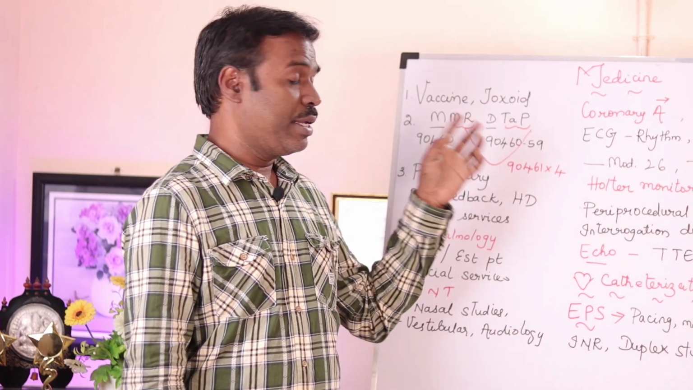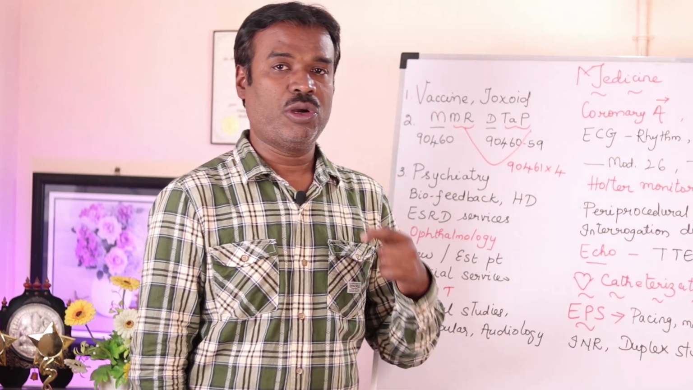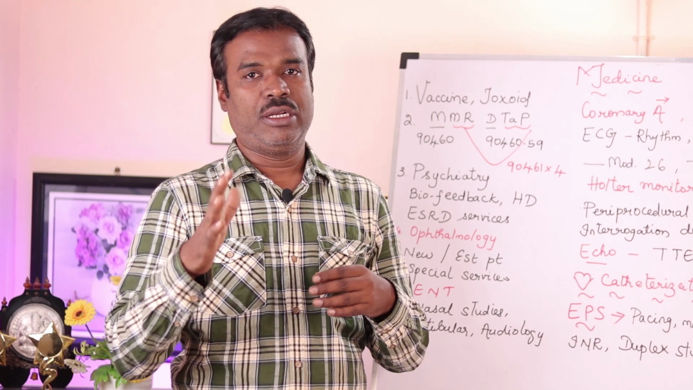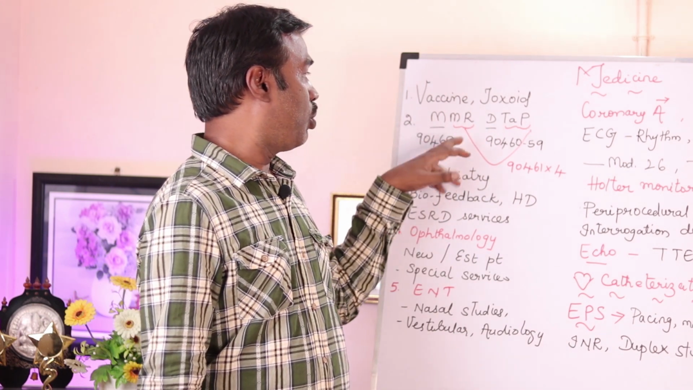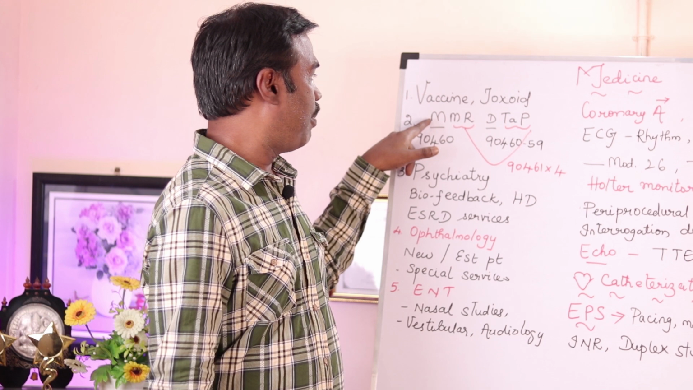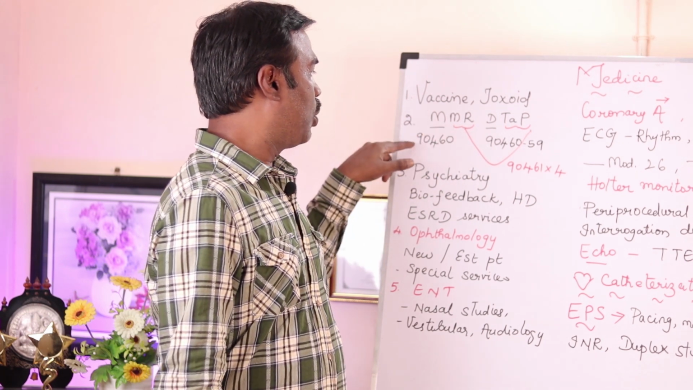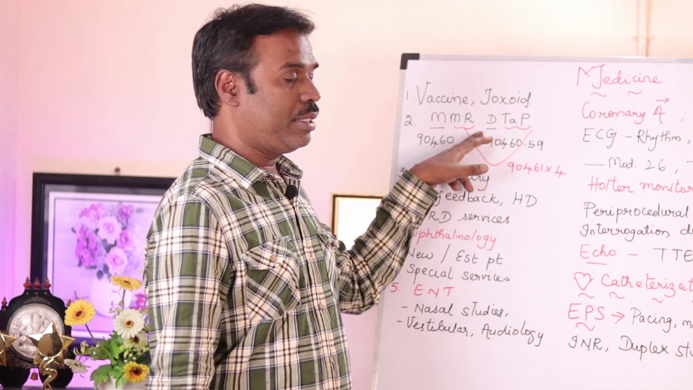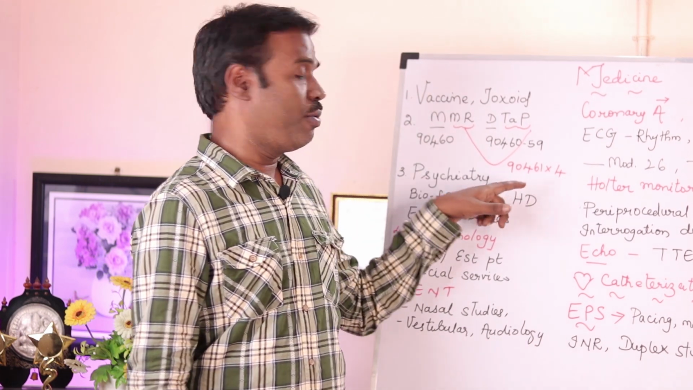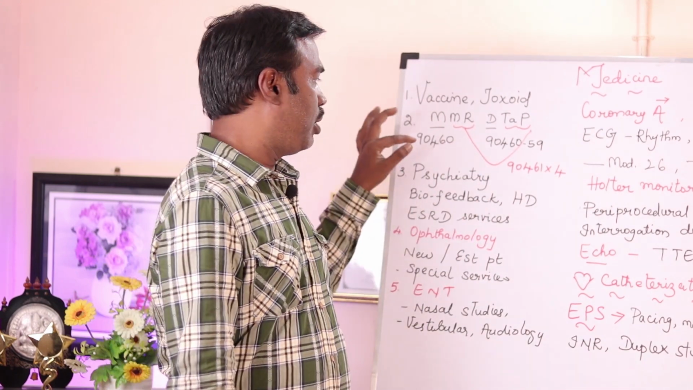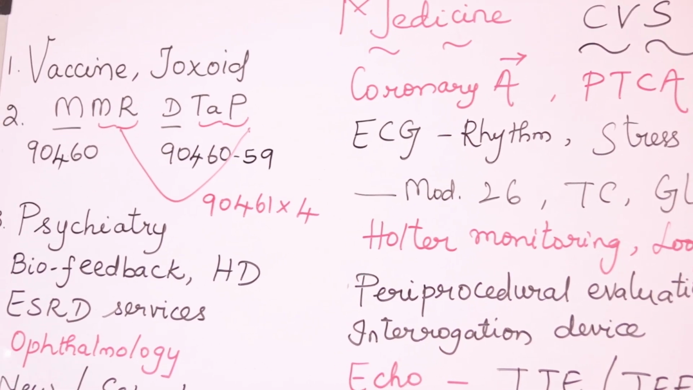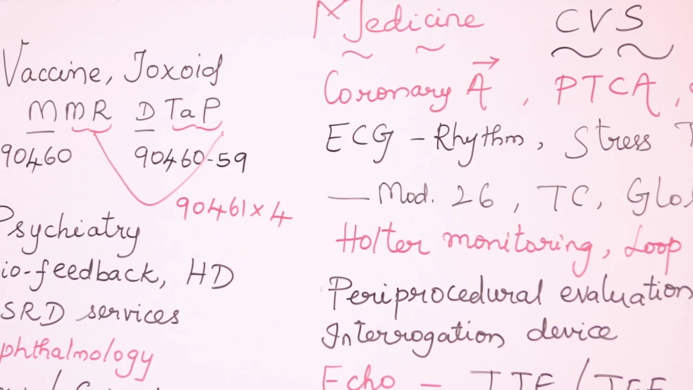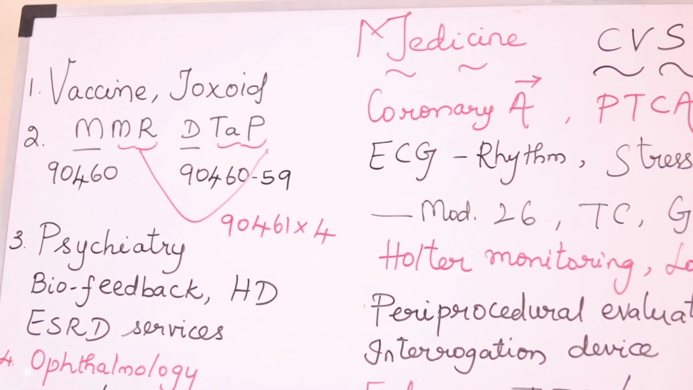Whereas if counseling is being given, now here comes a problem. We have different codes for the first antigenic component. In this case, if it is MMR, for the first component, mumps, you will have to code 90460, and for the remaining components, the second and the third, you should report 90461 times 2. Okay, so here you have 90460, 90461 times 2.